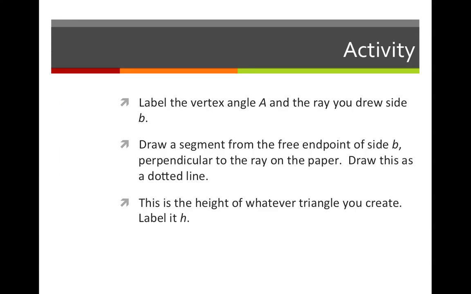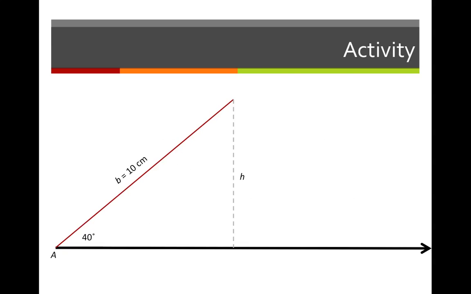Okay, so now we're going to do some labeling. We're going to label the vertex as angle A, and the ray that you drew is going to be side B. Then we're going to draw a segment from the free endpoint of side B perpendicular to the ray on the paper. Draw this as a dotted line. That dotted line is going to represent the height of whatever triangle we create, and so we're going to label that H.